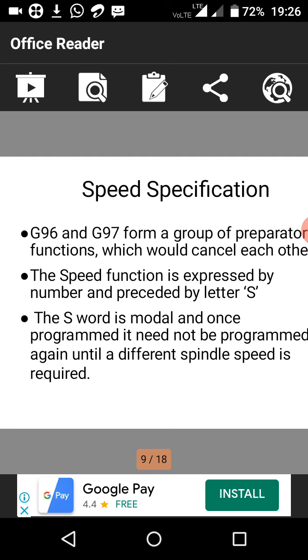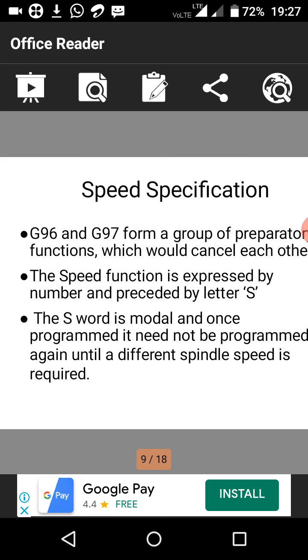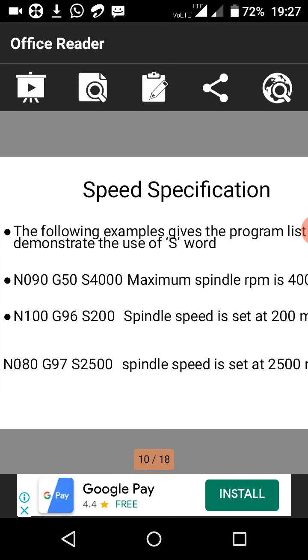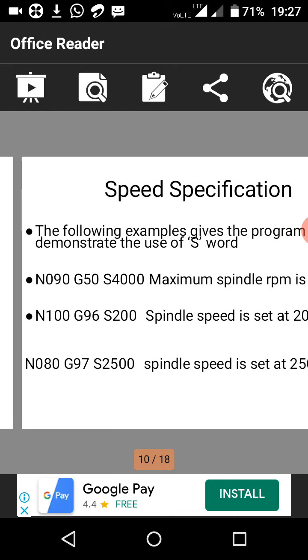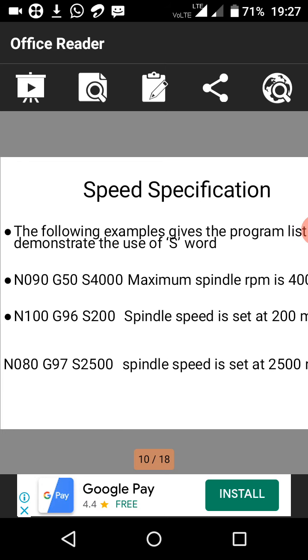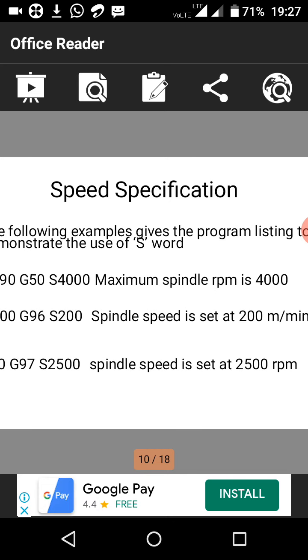The speed function is expressed by a number and the letter S. The S word is modal, and once programmed it need not be programmed again until the spindle speed is changed. So for specifying speed we write the letter S. The following example gives a program list for specification using S. Here N090 G0 S400 means the maximum spindle rate in RPM is 400. Like that we write in the program. N100 G96 S200 means the spindle speed is 200 meters per minute.